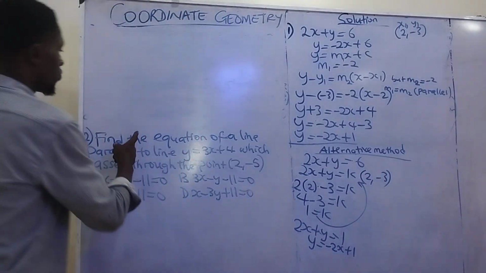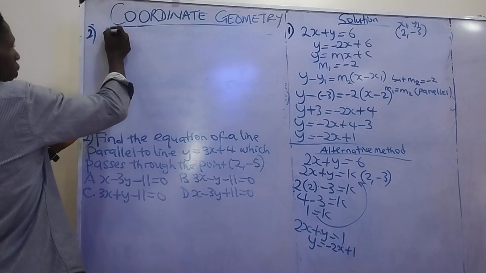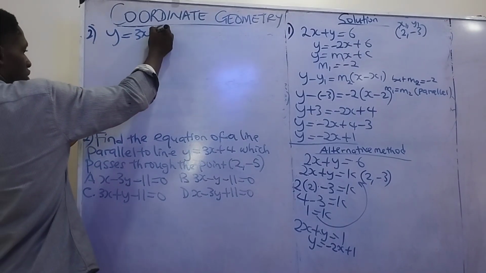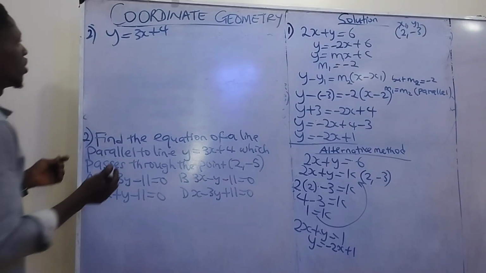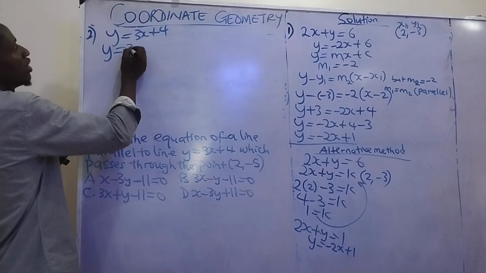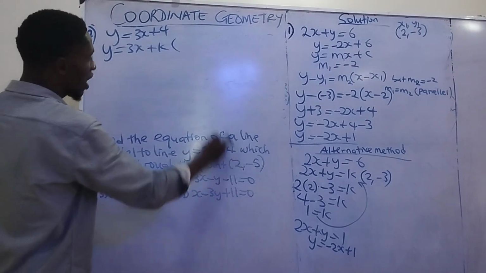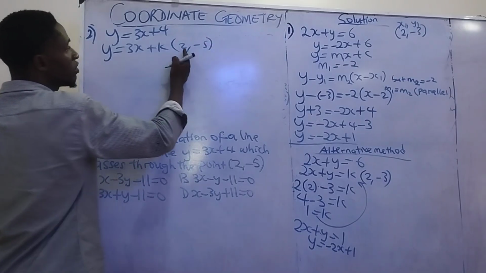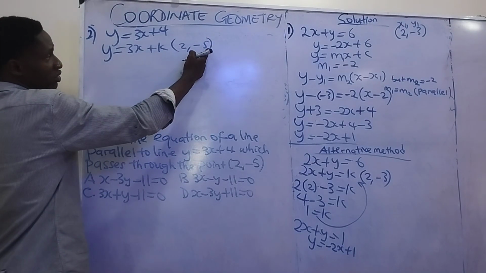So find the equation of a line parallel to the line y is equal to 3x plus 4. So we are going to use the two methods. Let's see what we can do. I will replace this number with a constant k. It passes through the point 2 and minus 5. It means that my x is 2, my y is minus 5.